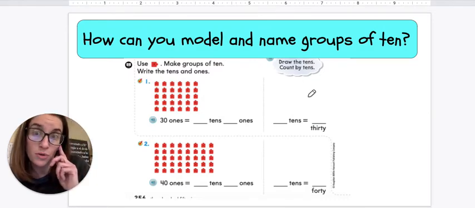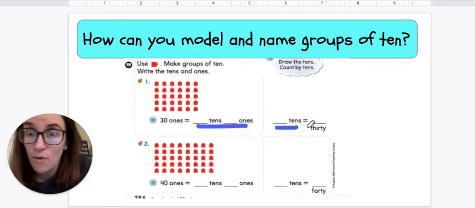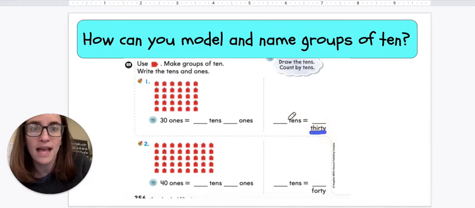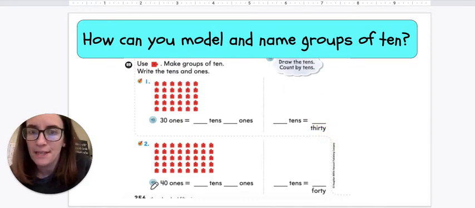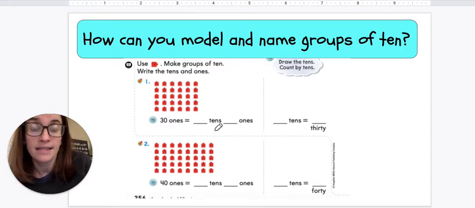Let's try again. So I just showed 3 ways to write this. I wrote it one way, 2, actually I did 4 ways. I wrote the numeral and I drew a quick pick. Let's try again. Let's make groups of 10 and write the 10s and 1s.